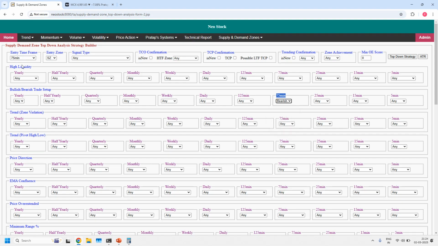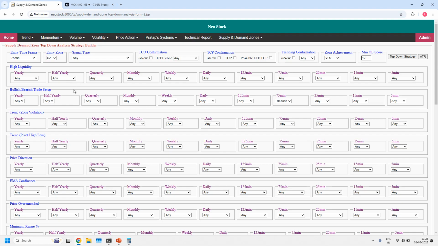And 3 filters we have to set on 75 minute supply zone. First filter is the 75 minute supply zone should have an achievement, violated opposing zone. The second filter, minimum odd and hands score. It should be 12. For any bullish or bearish trade setups, minimum value should be 12. But this 12 value we are applying on 75 minute supply zone. Supply zone should have a minimum 12 odd and hands score. Only such kind of stocks we want.